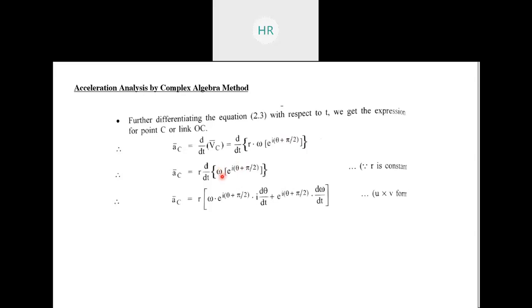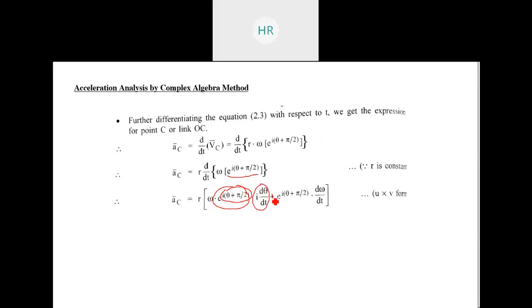Okay. So differentiation of this term is mentioned over here. ફર્સ્ટ ઓમેગા છે તે કોન્સ્ટન્ટ હોલ્ડ કરી રાખેલો છે, ઓમેગા into e raised to I theta plus pi by 2 નું મલ્ટિપ્લિકેશન, સોરી ડિફરન્શિએશન શું થશે, આ ટર્મનું ડિફરન્શિએશન e raised to I theta plus pi by 2 into differentiation of this I theta plus pi by 2 is I into d theta by dt.